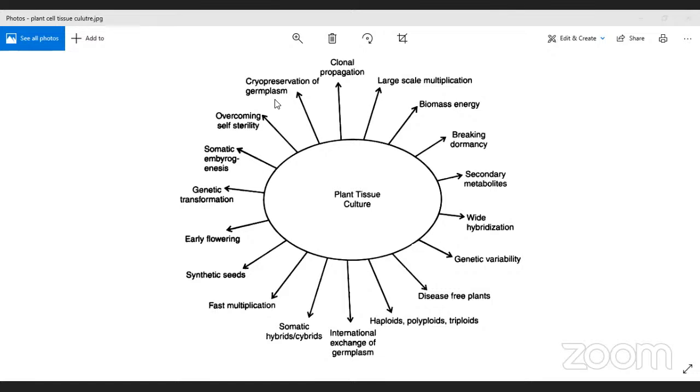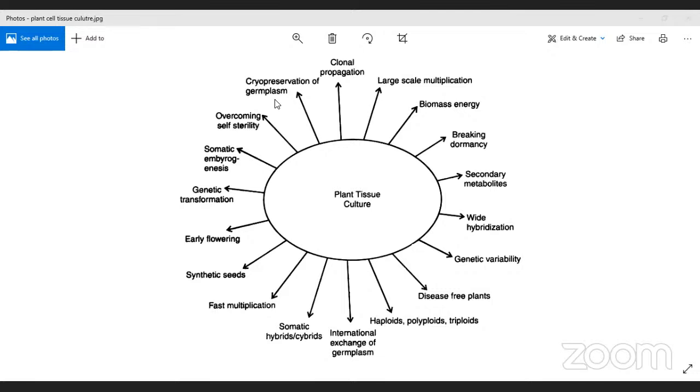Next, production of secondary metabolites. By using tissue culture, we can produce more secondary metabolites such as alkaloids, steroids, glycosidic compounds, and many essential oils, and flavoring and coloring agents by using plant tissue culture.